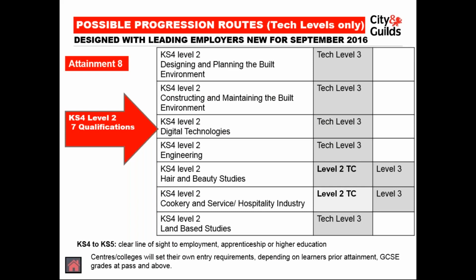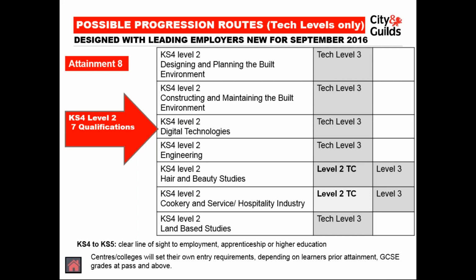I've put together a technical level progression route for you. Now this is really for tech levels only, and it's an example of what a progression route could look like for a Key Stage 4 learner progressing to Key Stage 5. It's very important to make clear that this relates to progression from the Key Stage 4 technical awards to the Key Stage 5 technical levels in the same subject area and title only.